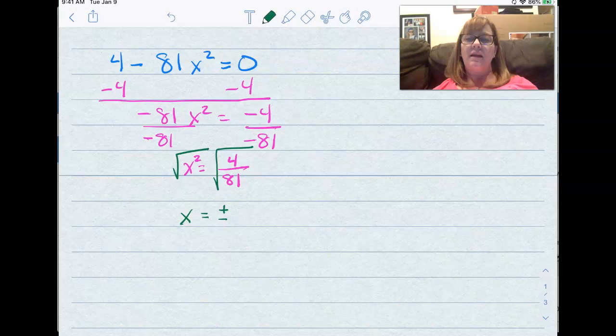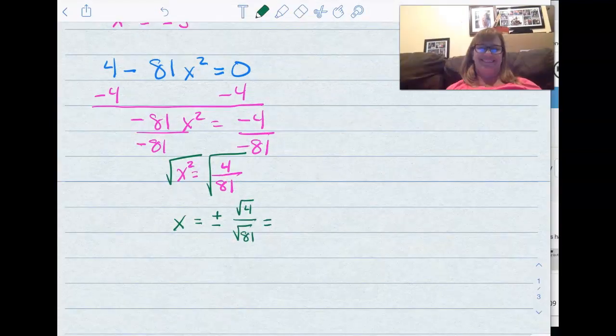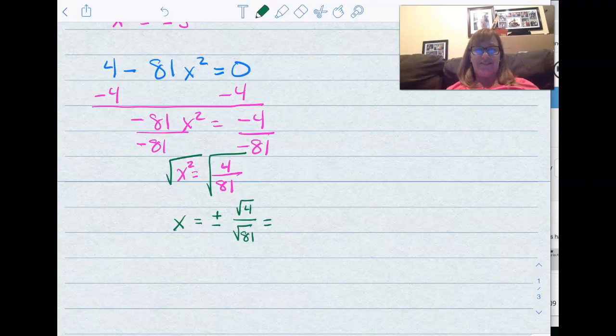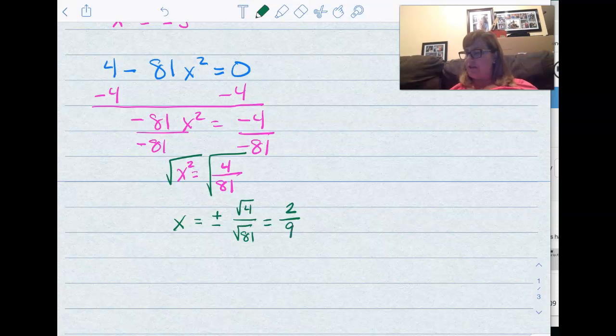negative. Now, remember, when you take the square root of a fraction, this is the same as saying the square root of 4 divided by the square root of 81. And that is a lot easier to deal with. The square root of 4 is 2, and the square root of 81 is 9. So your answer is x equals a positive or negative 2/9.